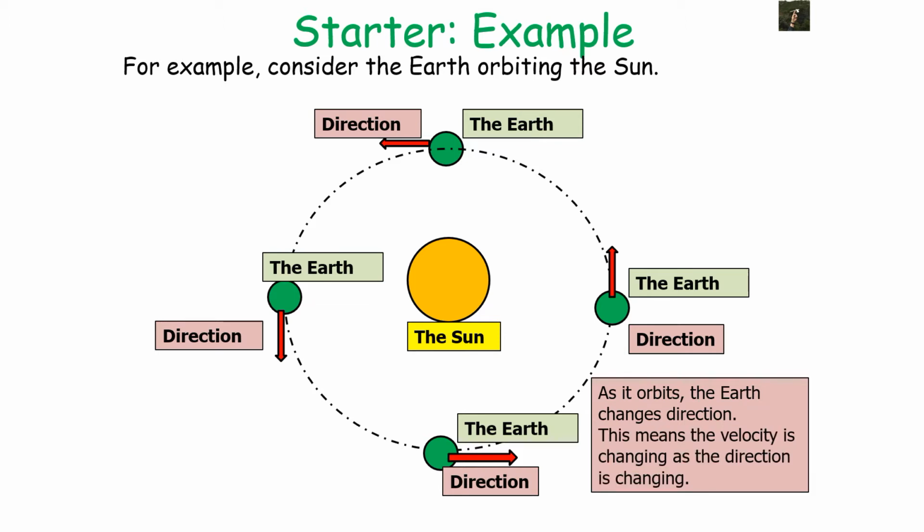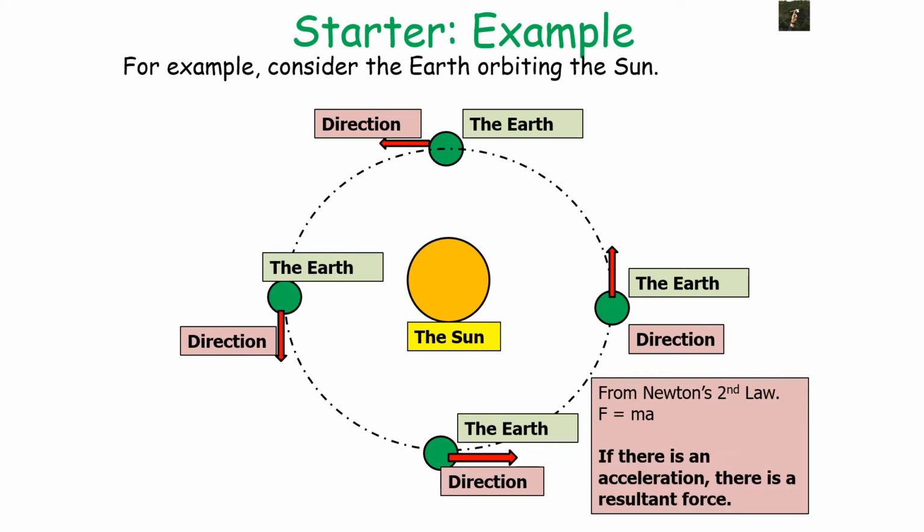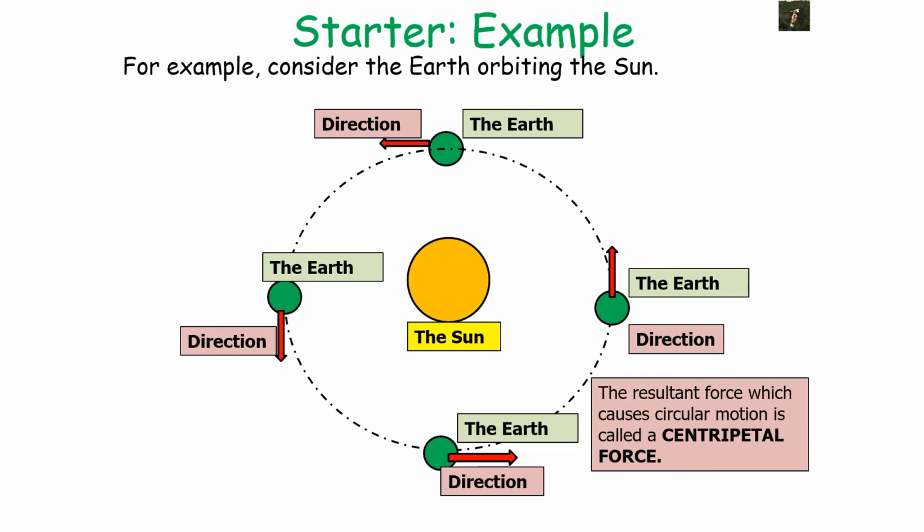Because it's changing direction, this means its velocity is changing as well, because velocity is a speed with a direction. Because the velocity is changing, this means that the object is in fact accelerating. We know this from Newton's second law, F equals ma, which notes that if there is an acceleration, there must be a resultant force. And the resultant force which causes this circular motion is called a centripetal force.